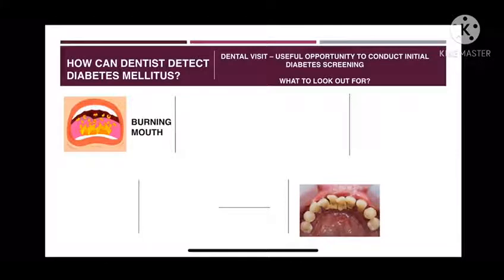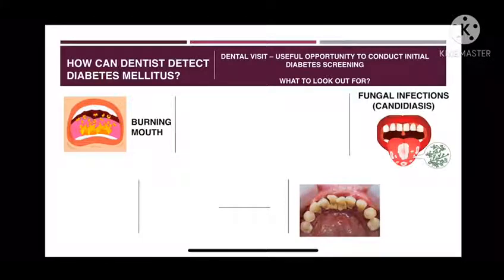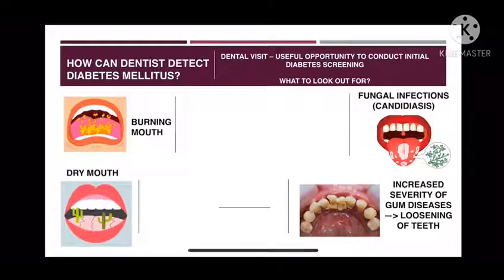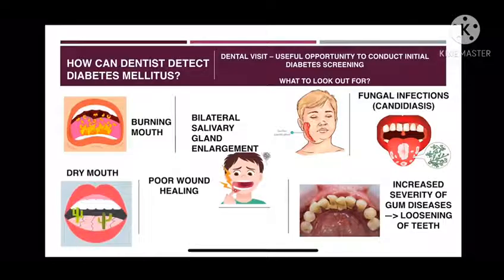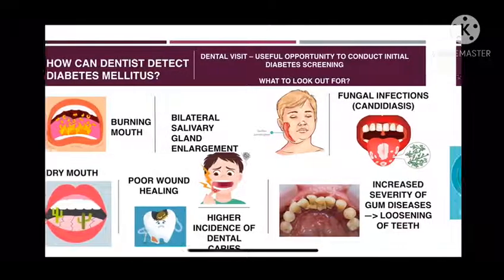Signs to look for in a diabetic patient: burning mouth, dry mouth, poor wound healing capacity, bilateral salivary gland enlargement, high risk of caries, and increased severity of gum disease and loosening of teeth.